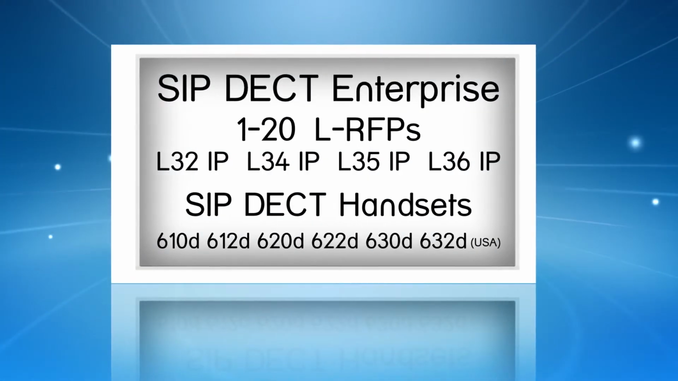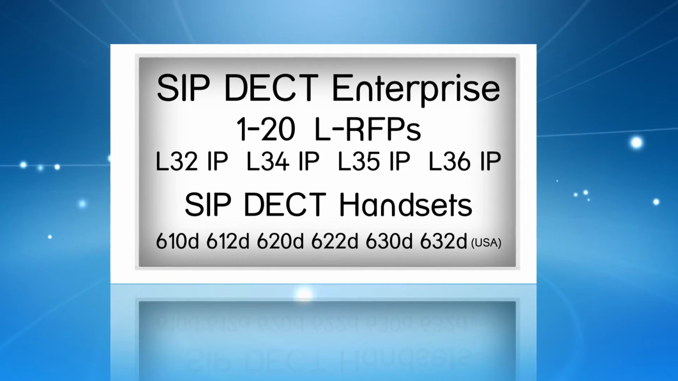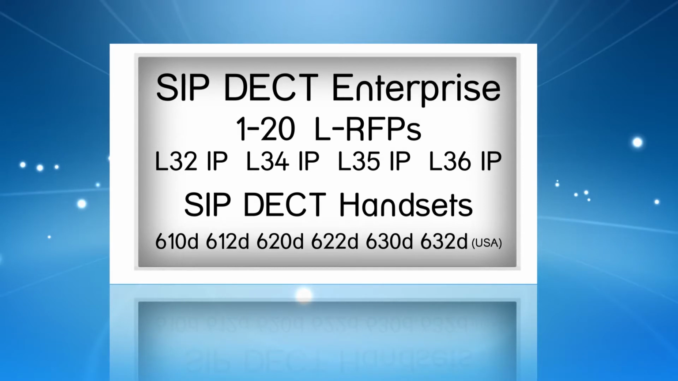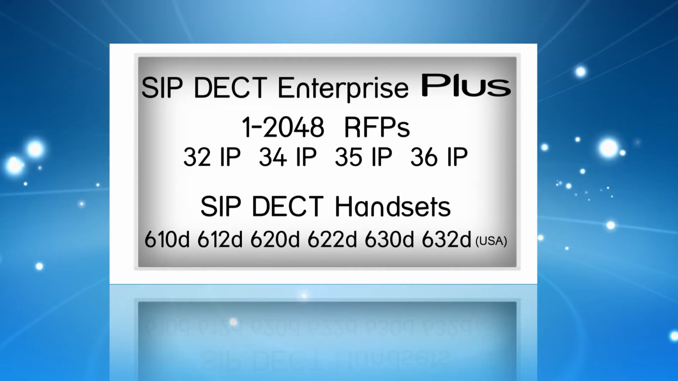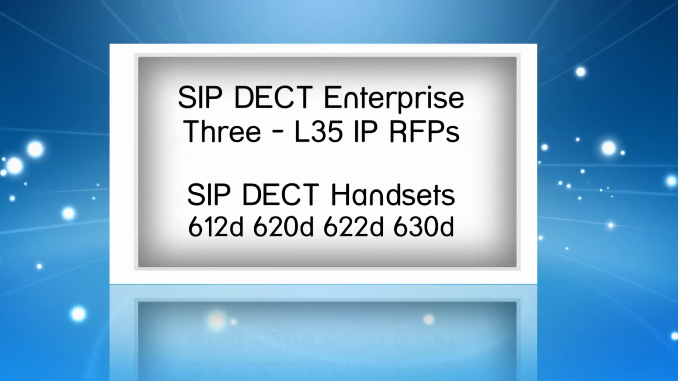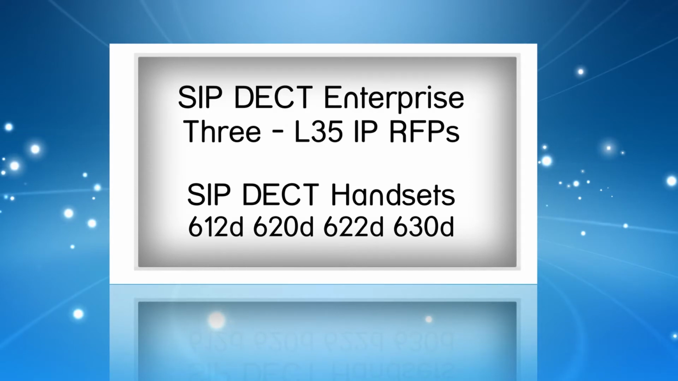The Aastra SIP-DECT Enterprise solution is made up of 1 to 20 pre-licensed L-RFPs and SIP-DECT phone handsets, while the Aastra SIP-DECT Enterprise Plus solution is made up of 1 to 2048 non-licensed or standard RFPs and SIP-DECT phone handsets. In this tutorial, I will be demonstrating how to install 3 RFP L35 IPs. These are pre-licensed, and 4 SIP-DECT handsets.